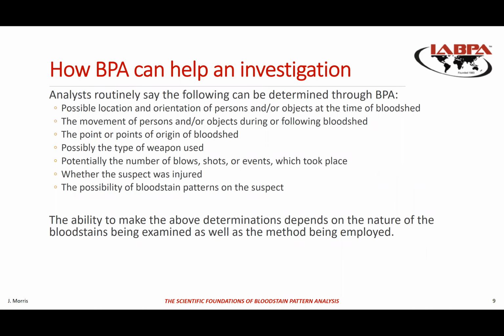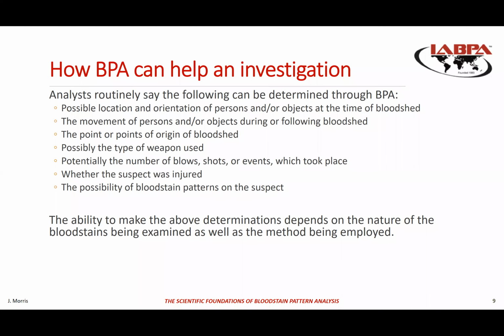And that would be the classification side of things. Classification is: this pattern was created by this mechanism. That could be an impact mechanism, a transfer mechanism, it could be an expiration mechanism, but those are classifications of those bloodstains. But other times we want to know, what does that mean? Yes, there's an impact pattern, but what does that impact pattern mean in the context of this scene?